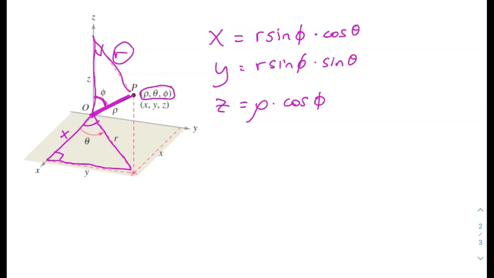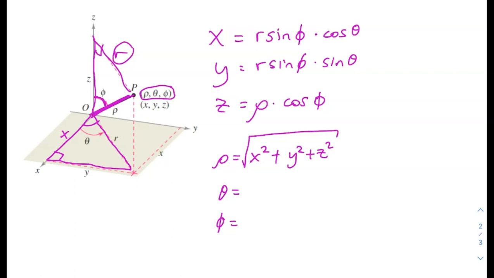For the other direction, if we know x, y, z, and we are interested in figuring out the values of rho, theta, and phi, rho is going to be found by using the Pythagorean theorem twice. Rho squared is x squared plus y squared plus z squared. And this time, because rho is a non-negative number, we can write it as rho equals the square root. We don't have the same issue as r, which could be positive or negative.